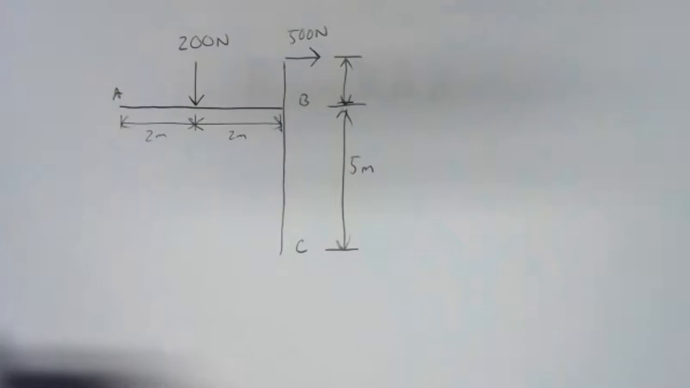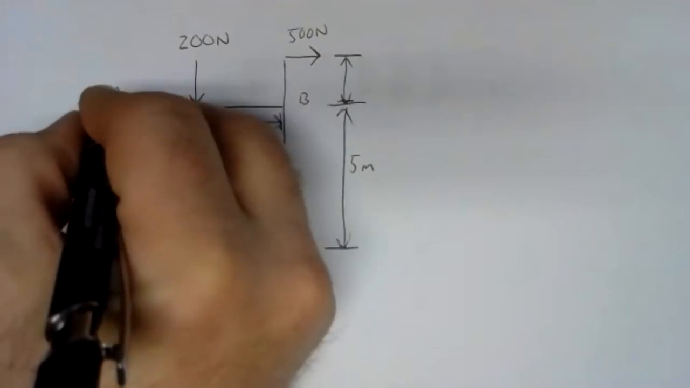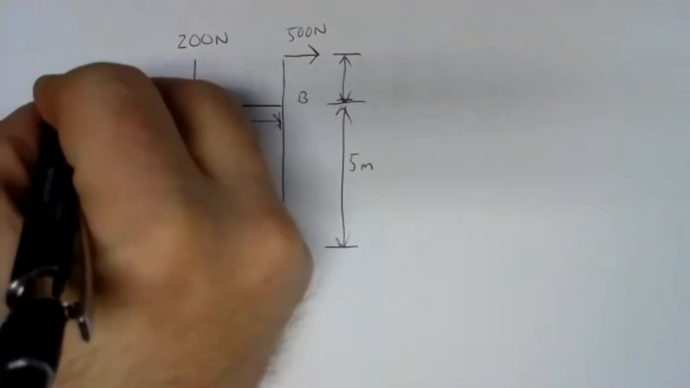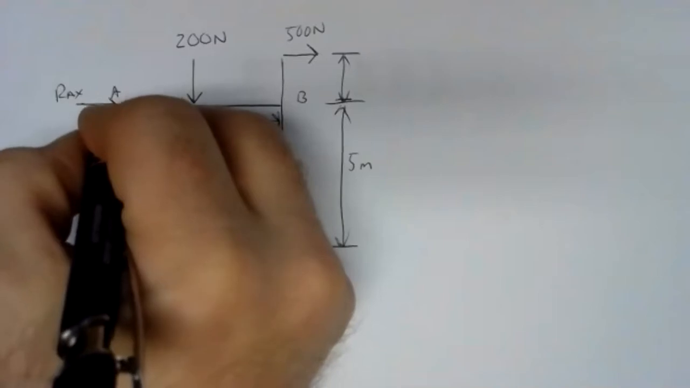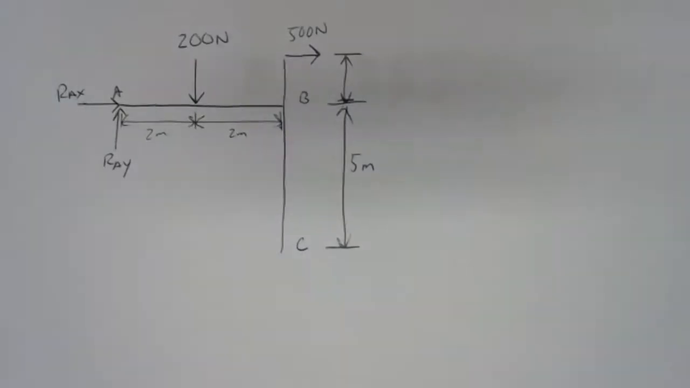Now at A, in our original drawing, we have a pinned support. And a pinned support contributes 2 unknown forces. And we'll call them RAX and RAY. Just like we have for about a dozen problems so far.